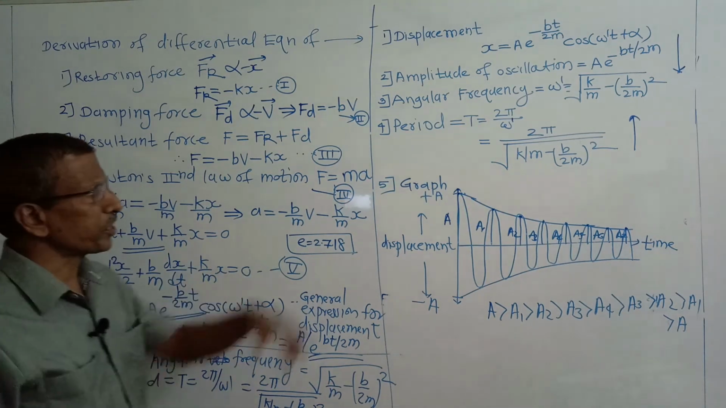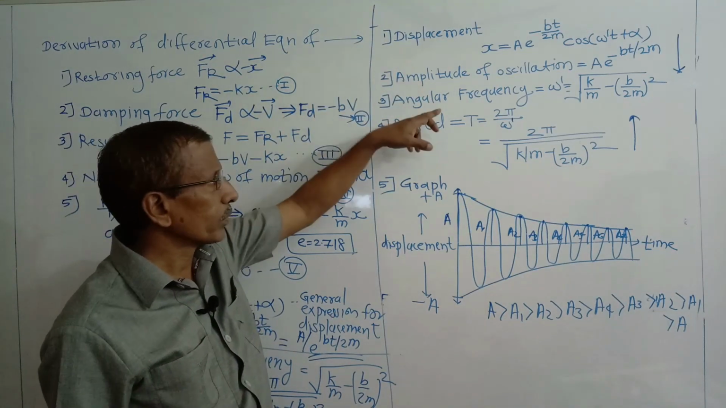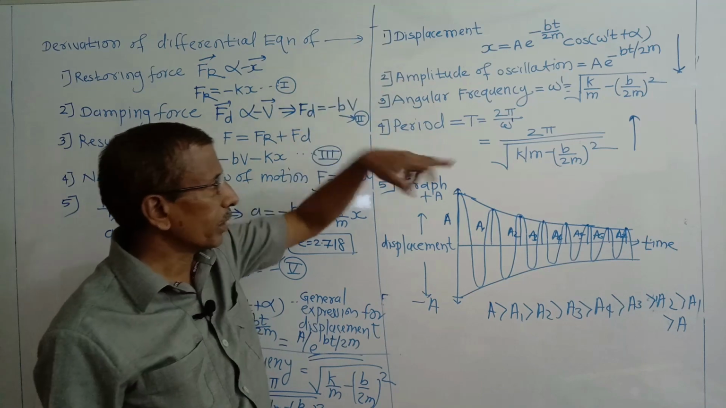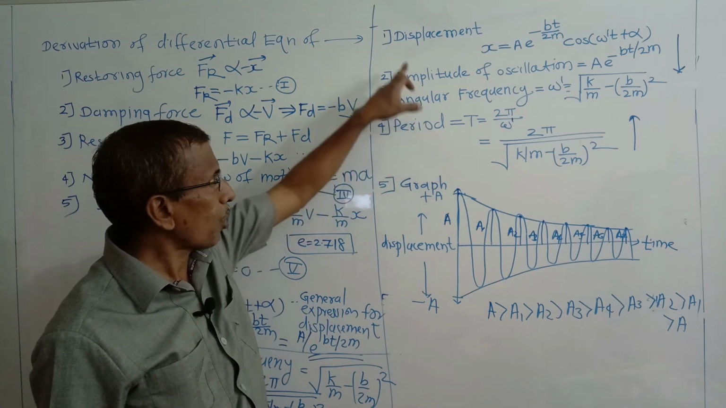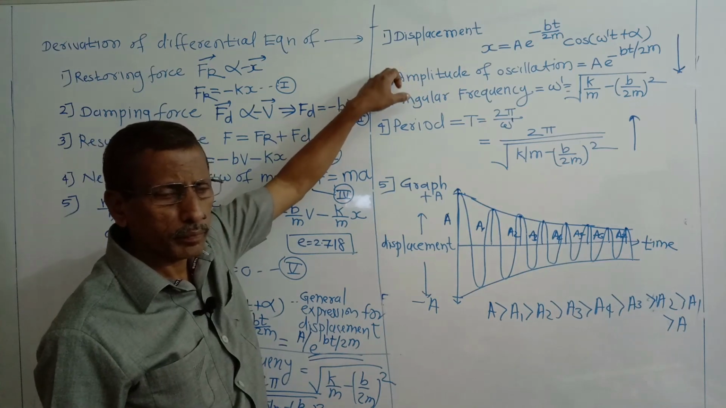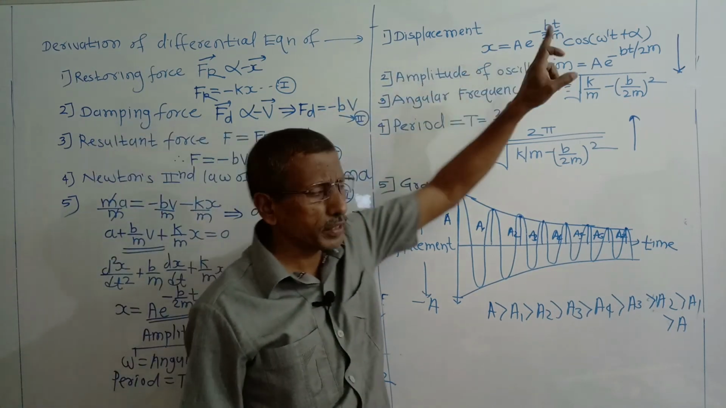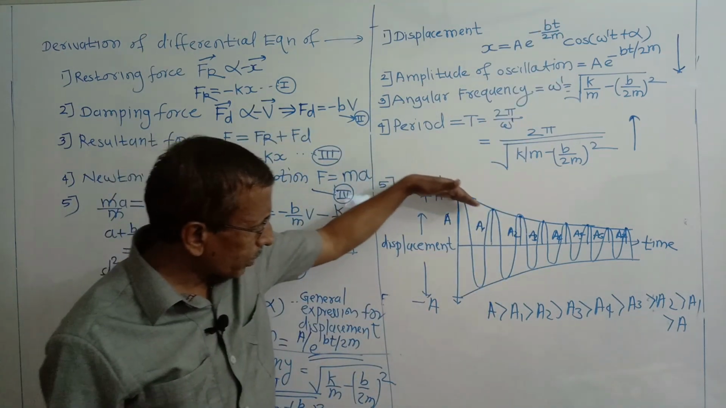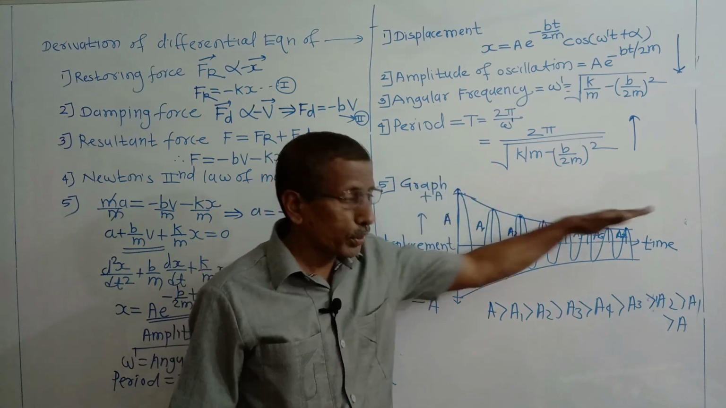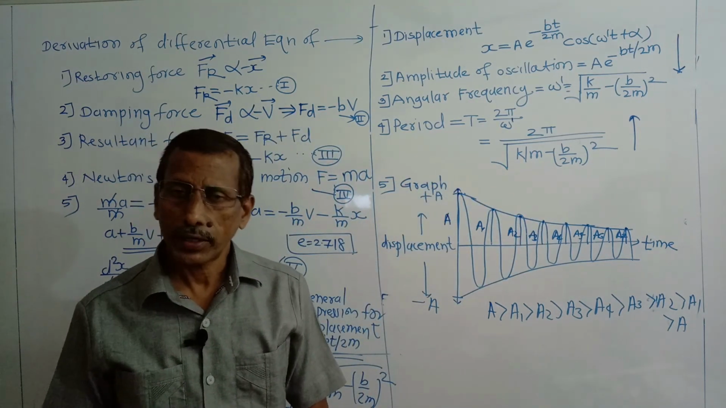From this we write the displacement, then we write the amplitude and angular frequency, from that we can write the period, and from this function, or from this x versus time, we get that the displacement is going to decrease, and the amplitude of oscillation is also going to decrease. Thank you.